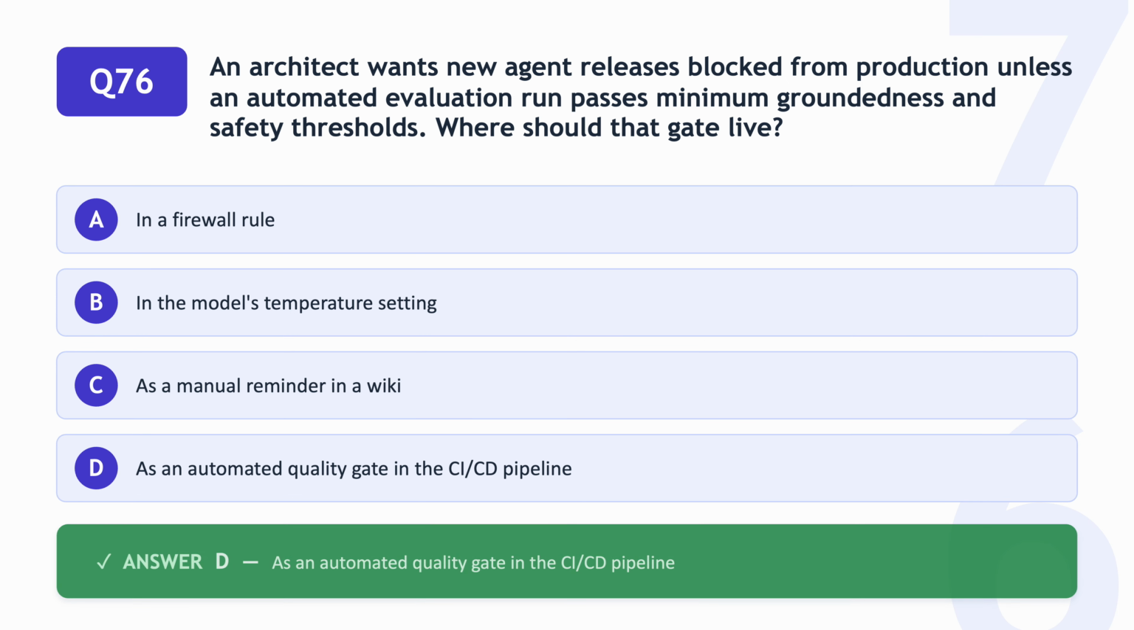Correct answer, D. As an automated quality gate in the CI/CD pipeline. Why D is correct? The requirement is to block production release automatically unless evaluation results meet required thresholds, such as groundedness, safety, quality, compliance. That belongs in the CI/CD pipeline as an automated quality gate.